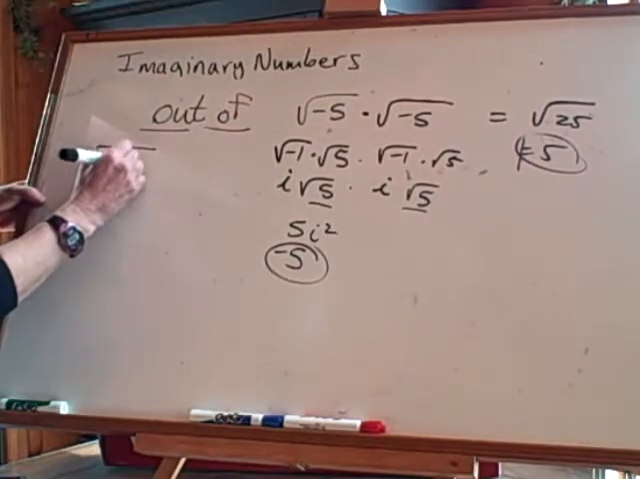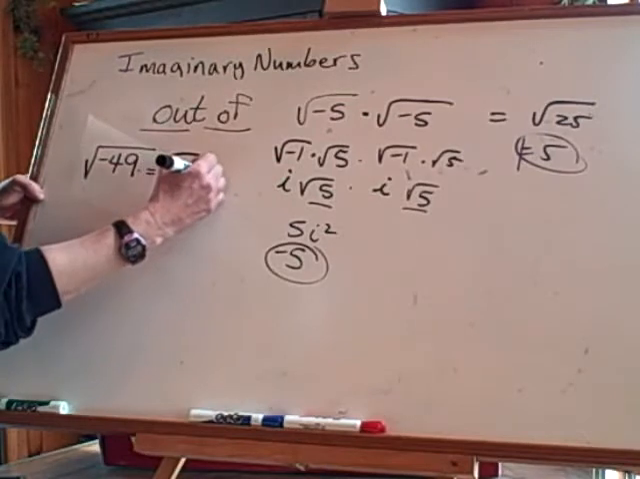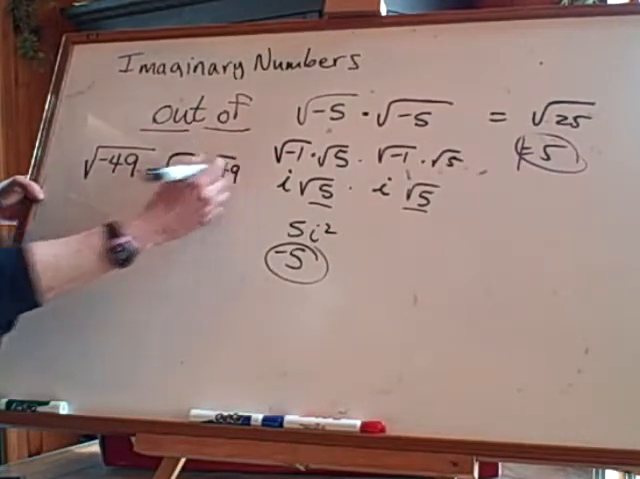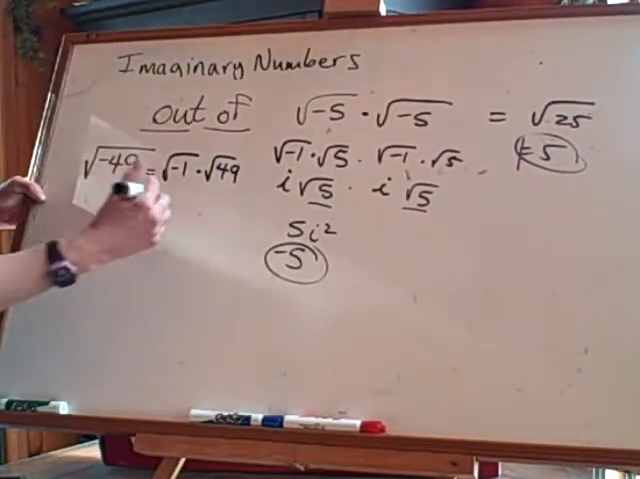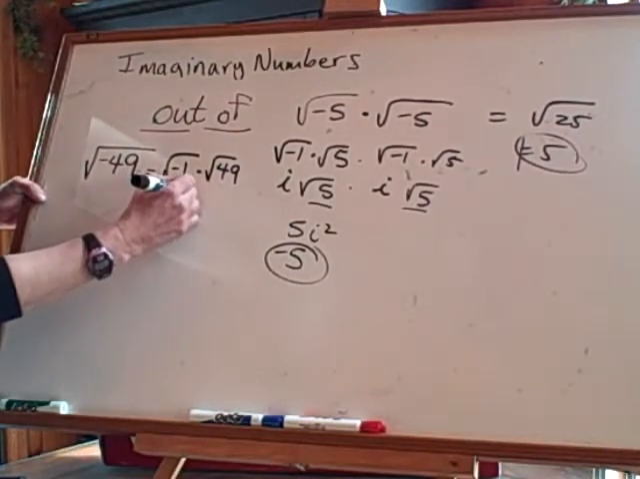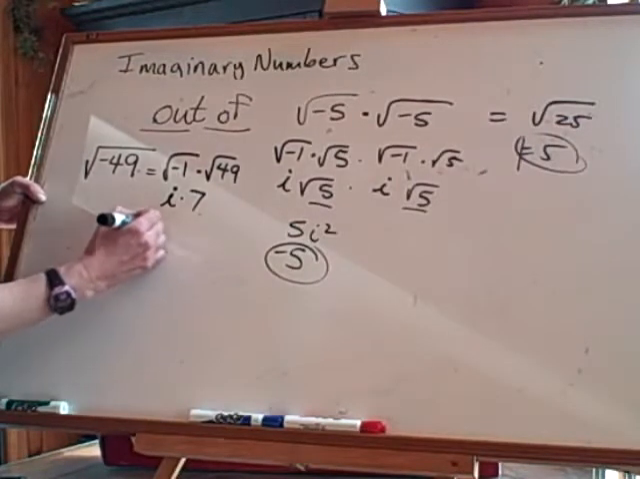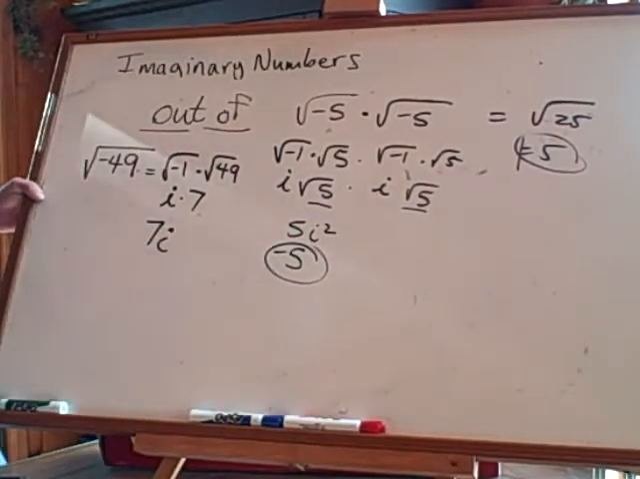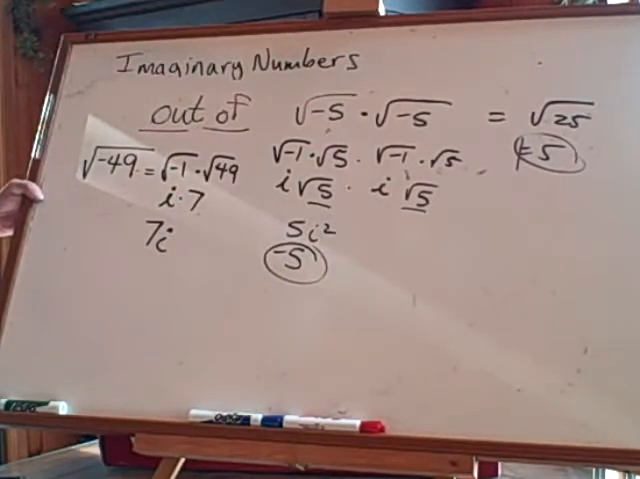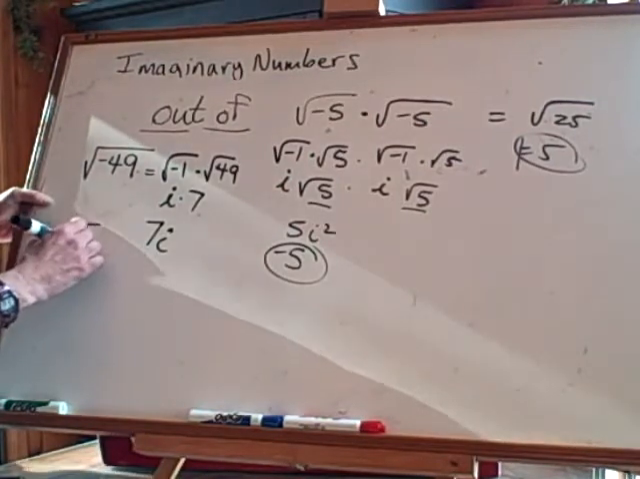So let's look at these here. Square root of negative 49. I'm going to rewrite that as two different square roots: the square root of negative 1 and the square root of 49. What is the square root of negative 1? i. What's the square root of 49? 7. And typically we would just write it as 7i. So far, so good? All right, next example, the square root of negative 12.